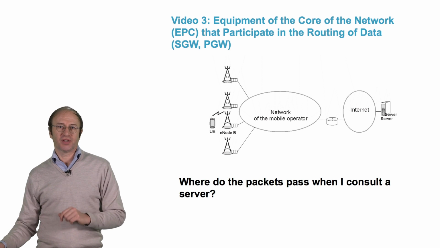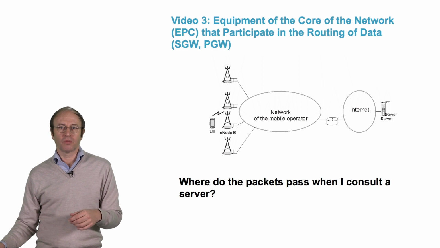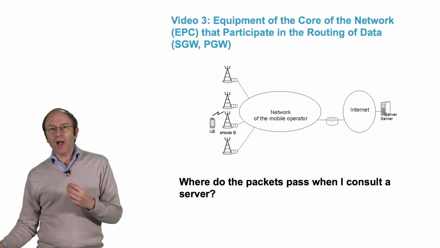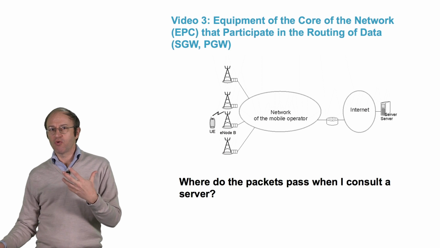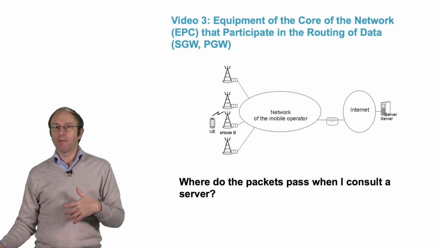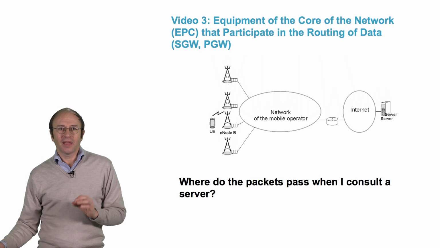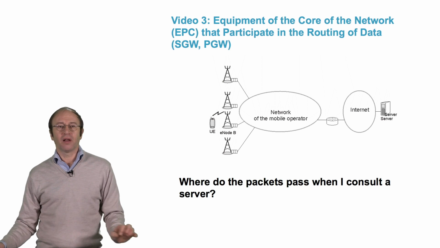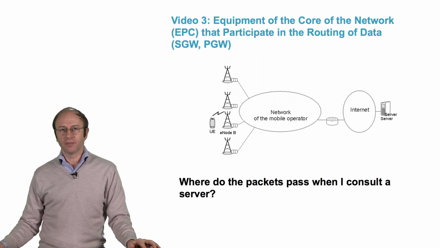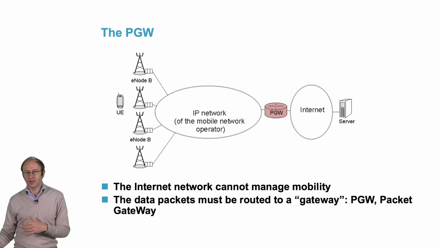When I consult a server using my smartphone or website, what do the packets that arrive at my terminal pass through? That is the question we will answer in this video. The Internet network itself cannot manage mobility. Each packet is intended for an address, and an address is generally linked to a physical location.